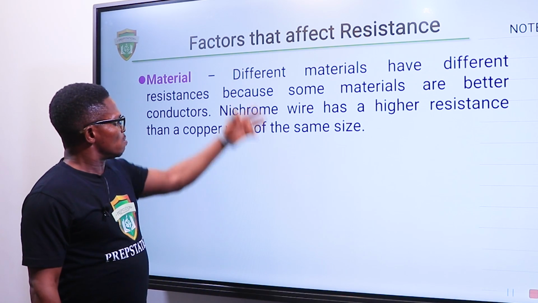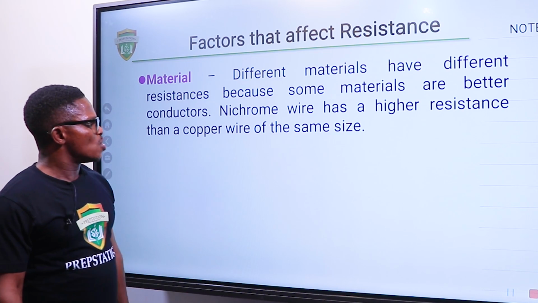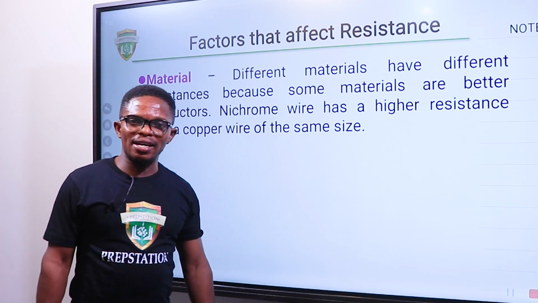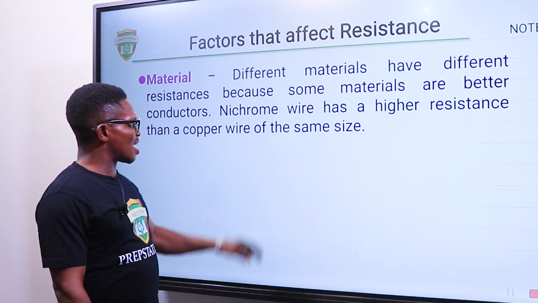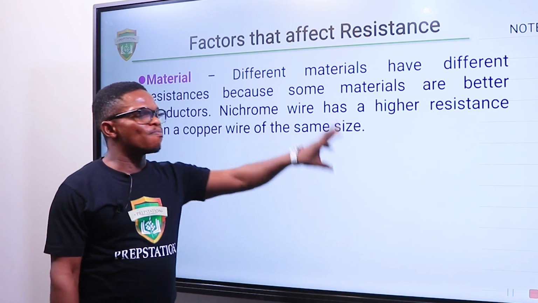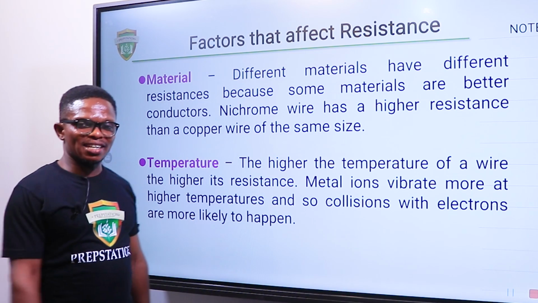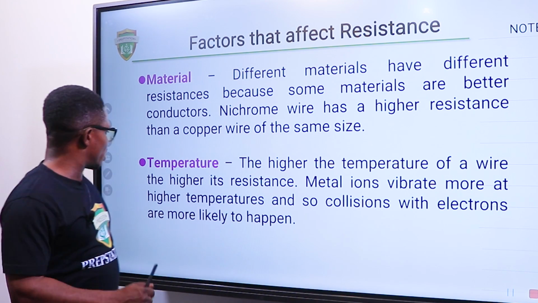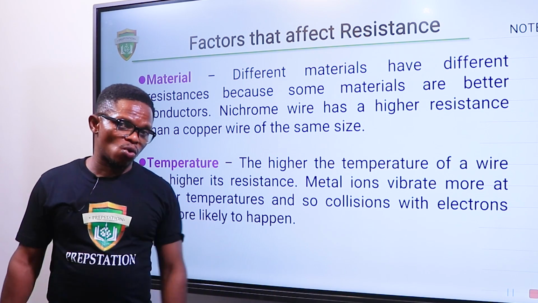Now, nichrome wire has a higher resistance than a copper wire of the same size. This explains why copper wire is the best when it comes to electrical conductivity, because it has a lower resistance compared to nichrome wire. All right, and then lastly, temperature. The higher the temperature of a wire, the higher its resistance. That's true. This also applies to Ohm's law.